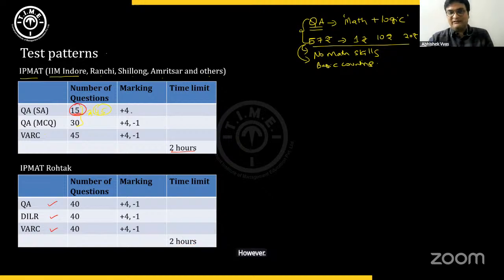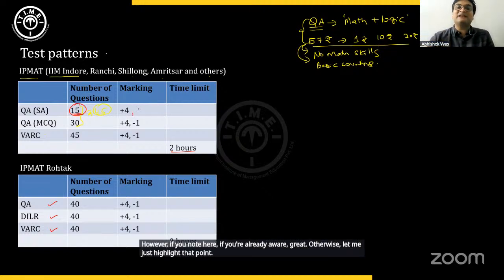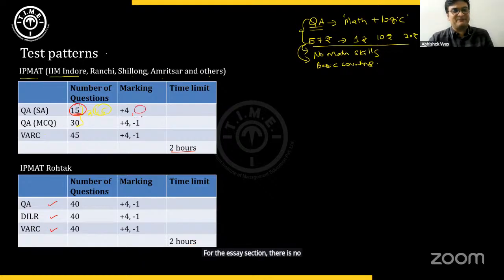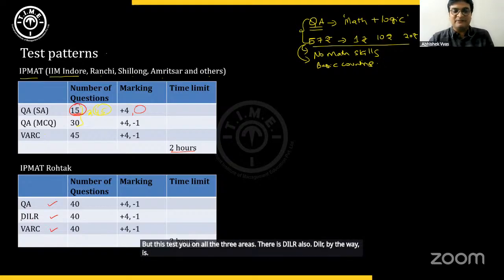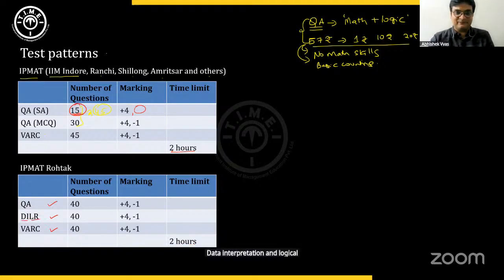However, if you note here, if you're already aware, great. Otherwise, let me just highlight that point. For the essay section, there is no negative marking, as we see. So negative marking is there only for the MCQ ones. So no sectional cutoff, but this tests you on all the 3 areas. There is DILR also. DILR, by the way, is data interpretation and logical reasoning.